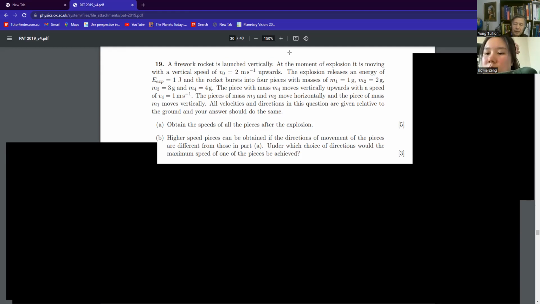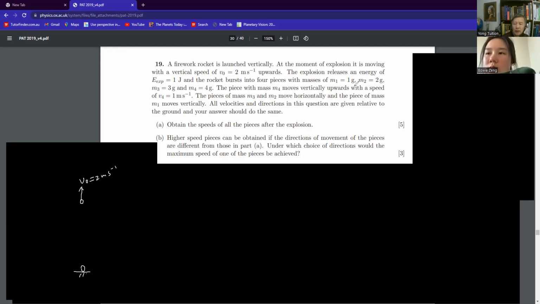Have you read the question? So basically, they have the rocket, launched vertically. At a certain stage it explodes. At this moment, the vertical velocity is given, which is 2 meters per second upward. The explosion releases energy of that much, and the rocket bursts into 4 pieces.